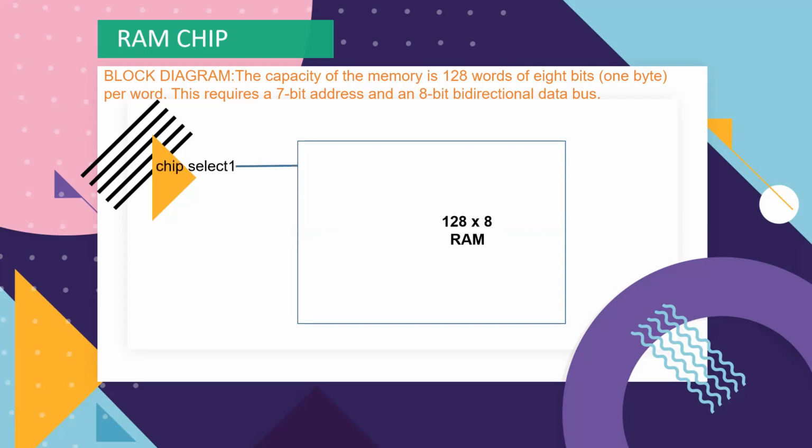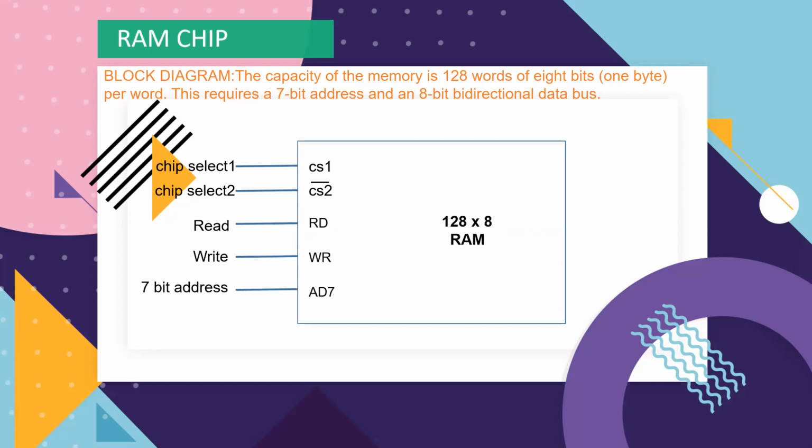It consists of two selection lines, CS1 and CS2 bar, and it also consists of the RD read pin and the WR write pin, and the 7-bit address lines AD0 to AD7. Considering the 128 x 8 RAM, 128 is represented as 2 power 7, so the 0 to 7 are used for the address lines, the 7-bit address AD0 to AD7. It also consists of an 8-bit bidirectional data bus.